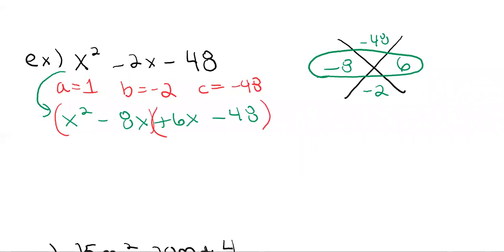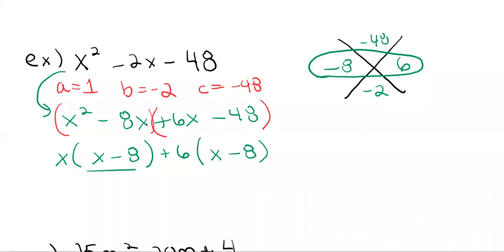So out of the first group, I can only factor out x, and I'm left with x minus 8. Second group, I can factor out a 6. And because the number in front of that is a positive, I'm going to factor out positive 6. And I'm left with x minus 8.